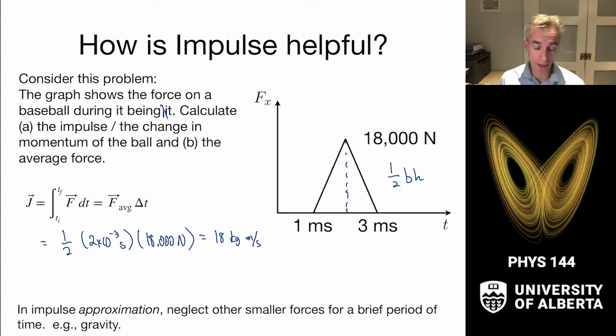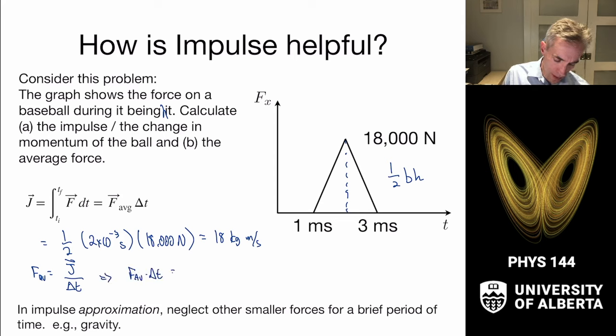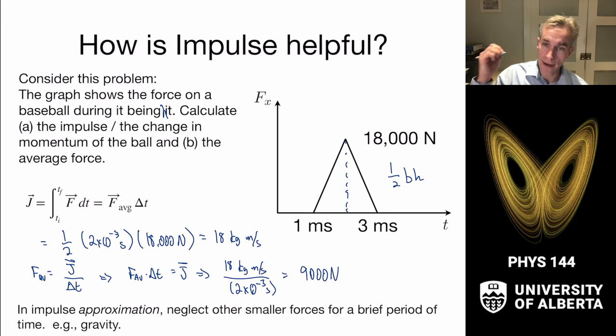The next thing we want to do is calculate the average force. The average force is going to be the impulse divided by the time interval, because that stems from F average times the time interval being the impulse. And so that's how we get to the result here. So we take our 18 kilogram meters per second, and then we divide it by the time interval, which is 2 times 10 to the minus 3 seconds, and that gets us to our average value of the force being 9,000 newtons. That's a lot of force.